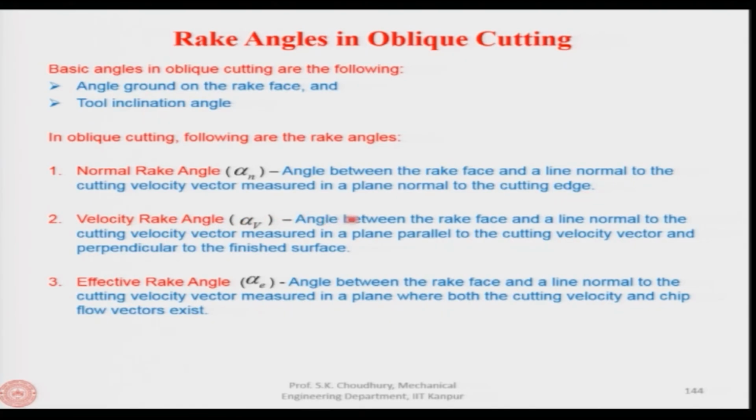By definition it is the same, that is the angle between the rake face and a line normal to the cutting velocity vector, but it is measured in a plane parallel to the cutting velocity vector and perpendicular to the finished surface. And the third angle is the effective rake angle, which is by definition the same, but measured in a plane where both the cutting velocity and the chip velocity vectors exist.